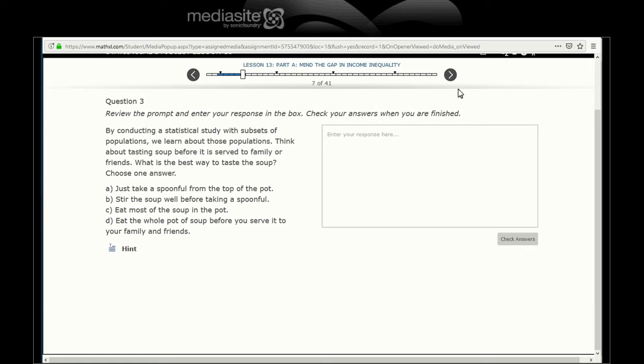Okay, by conducting a statistical study with subsets of population, we learn about the population. Again, we take a subset sample, we infer the results onto the bigger population. Think about tasting soup before it is served to family or friends. What is the best way to taste the soup? Choose one answer. Just take a spoon from the top of the pot, stir the soup well before taking a spoonful, eat most of the soup in the pot, eat the whole pot of soup before you serve it to your families and friends, and tell you how good or bad it was.